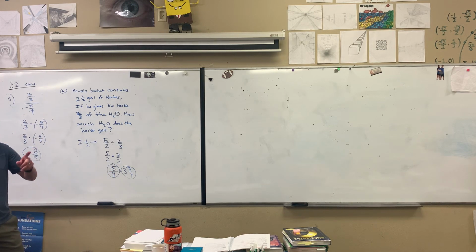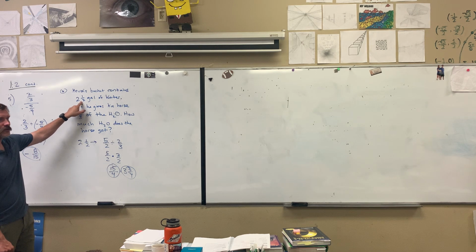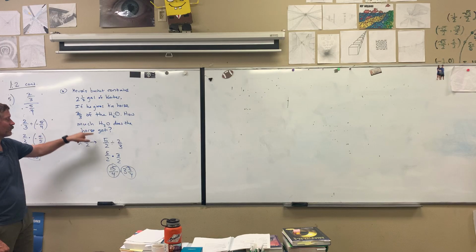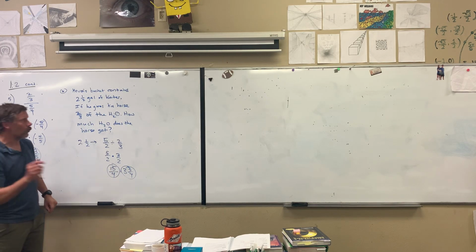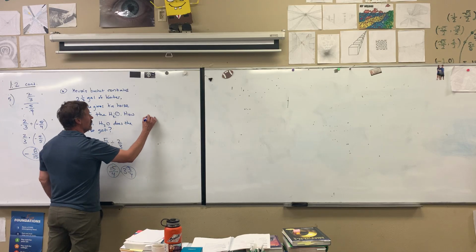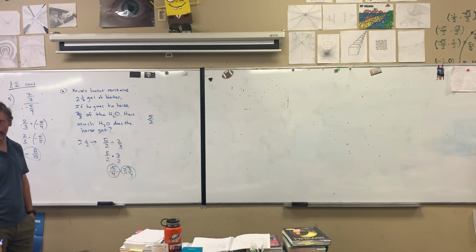And we're like, wait a second, that doesn't make sense. Because I started with how many gallons? 2.5. The horse only took 2/3 of it, and the horse got 3 3/4 gallons. It doesn't make sense. So we reset and we say, wait a second, I have 5 halves. Should I divide by the 2/3 or multiply?